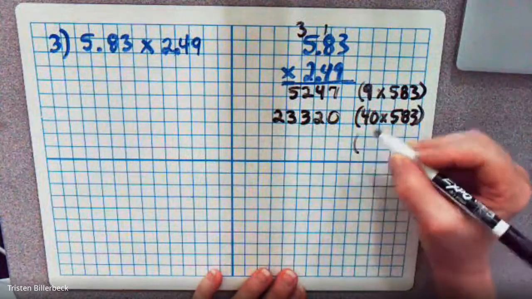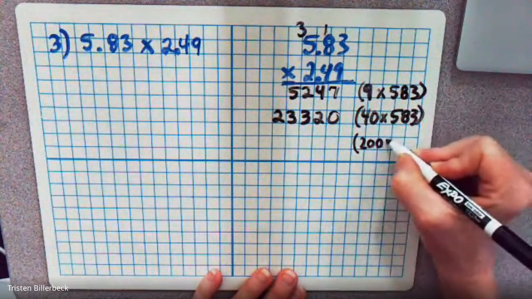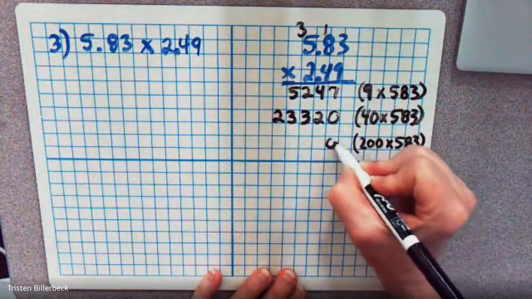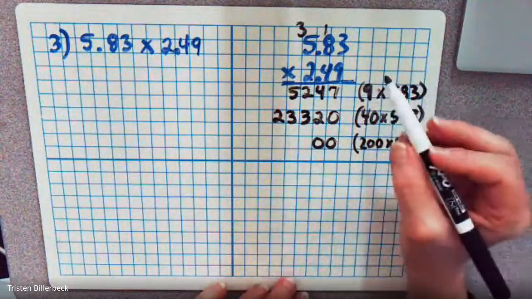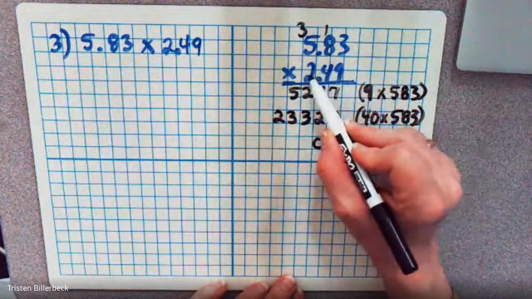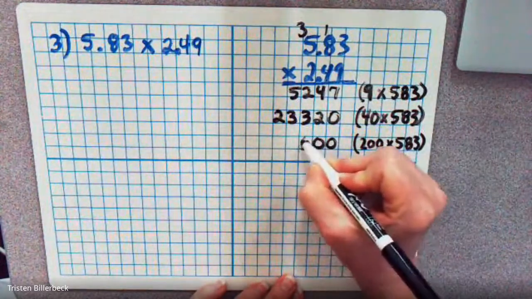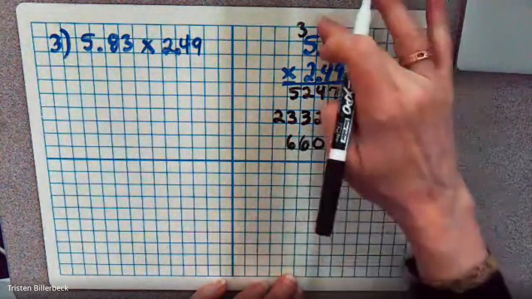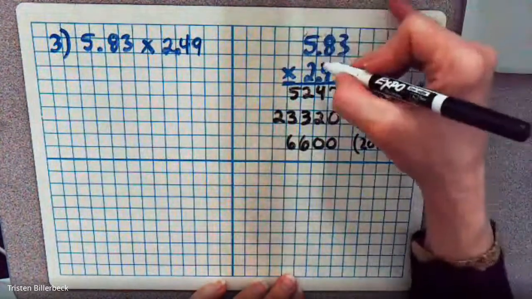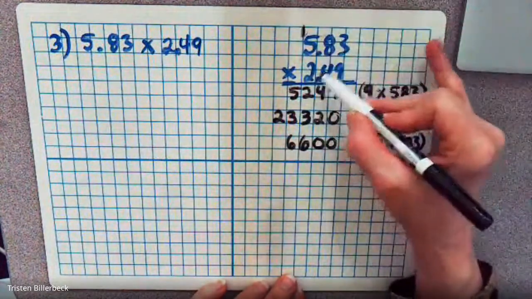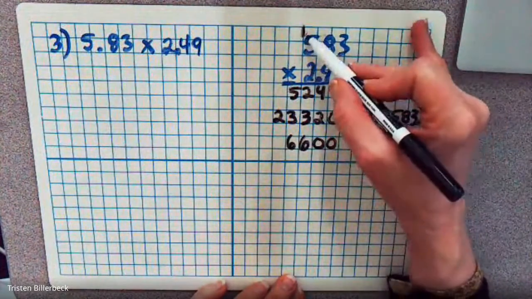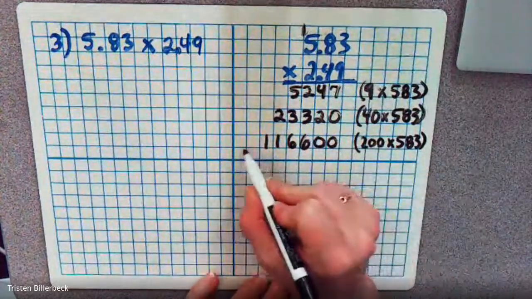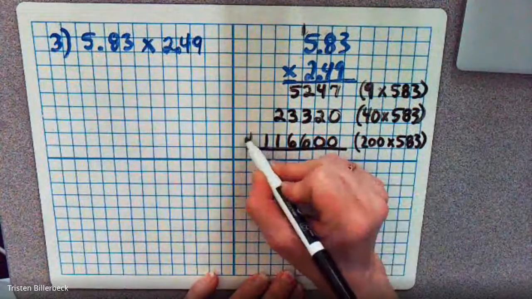Okay, next line is going to be 200 times 583. So we want to put a 0 here, a 0 here. Okay. So now we have 2 times 3 is 6. 2 times 8 is 16. Carry a 1. So it's 6. We have 16. Carry a 1. 2 times 5 is 10. Plus 1 is 11. Okay, so now we're going to add these columns up.